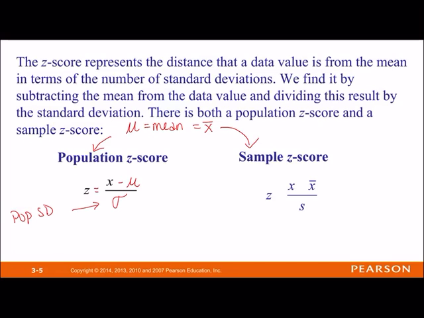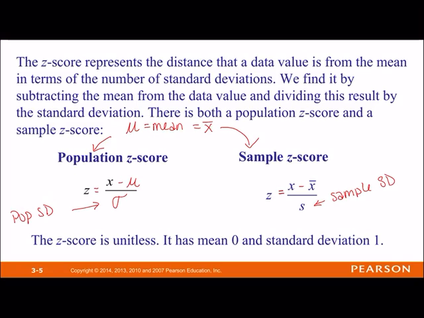And on the other side, z is going to equal x minus x with the bar, so your x data value minus your mean, over your sample standard deviation. So sample SD, standard deviation. And a z-score is unitless. It has a mean of 0 and a standard deviation of 1. That's not really going to come up in any way, shape, or form, but just so you know, you don't have to put a unit on it ever, and that's really it.